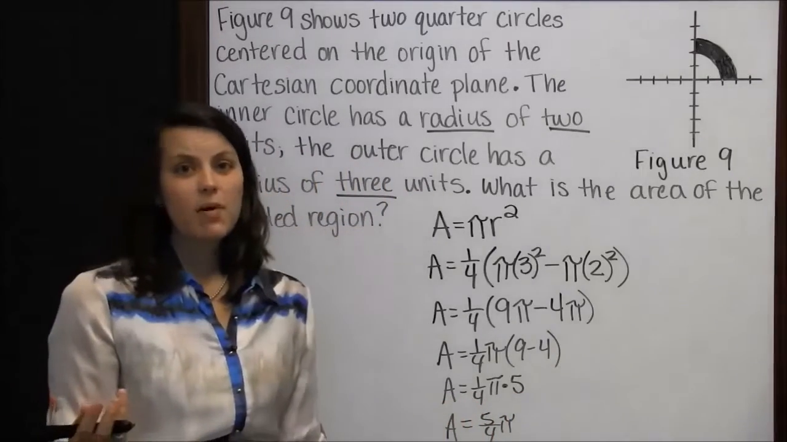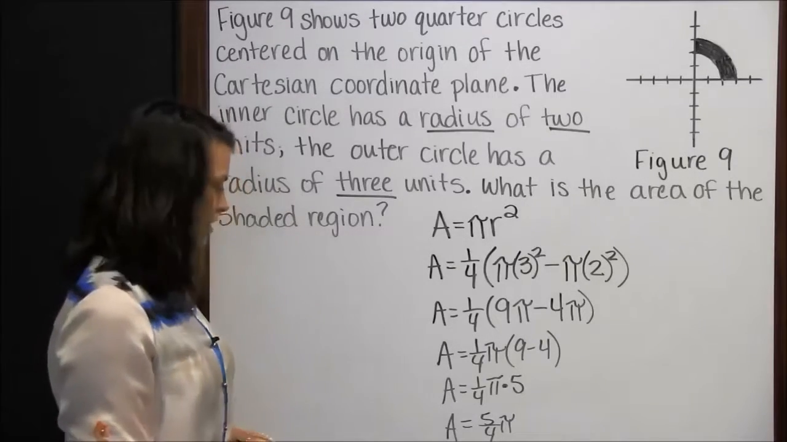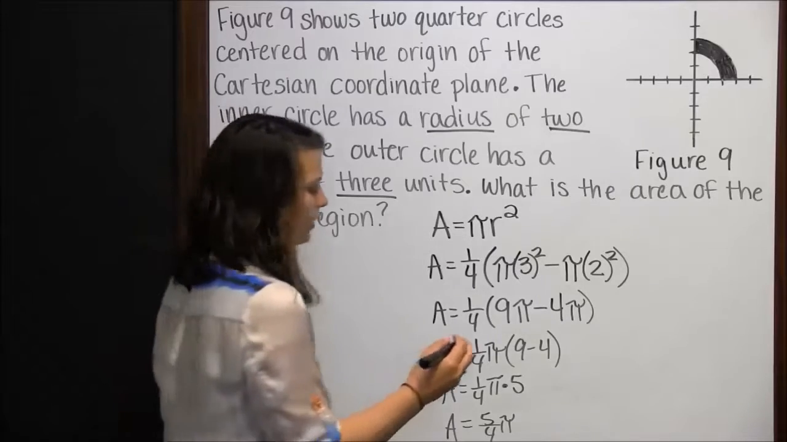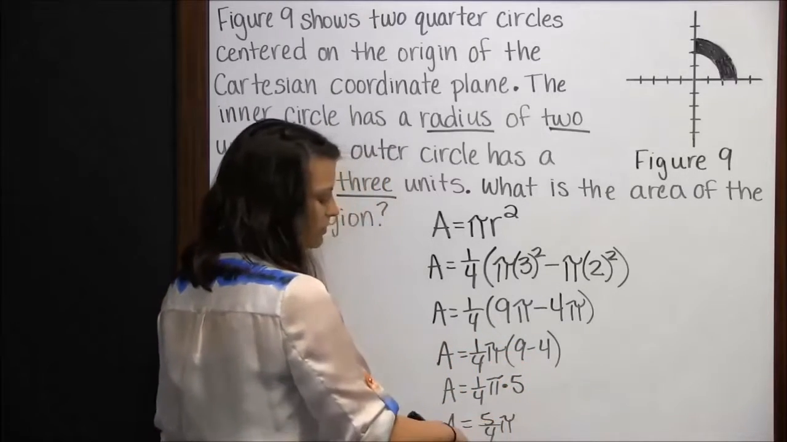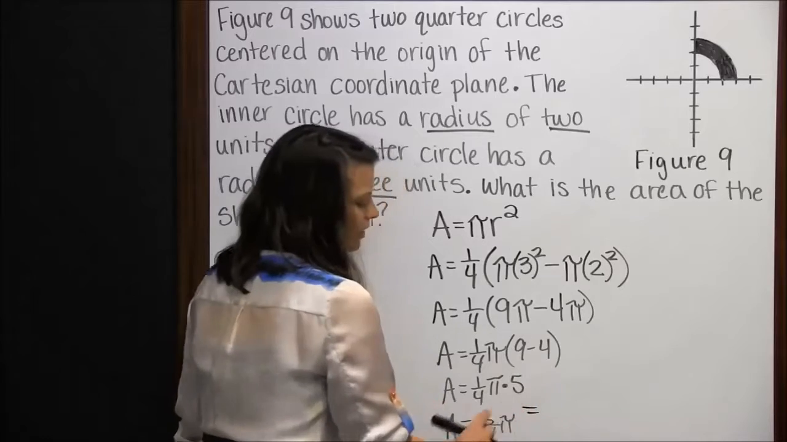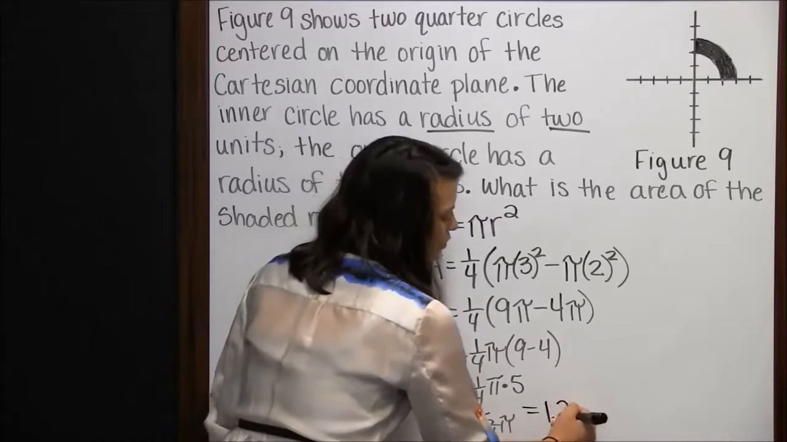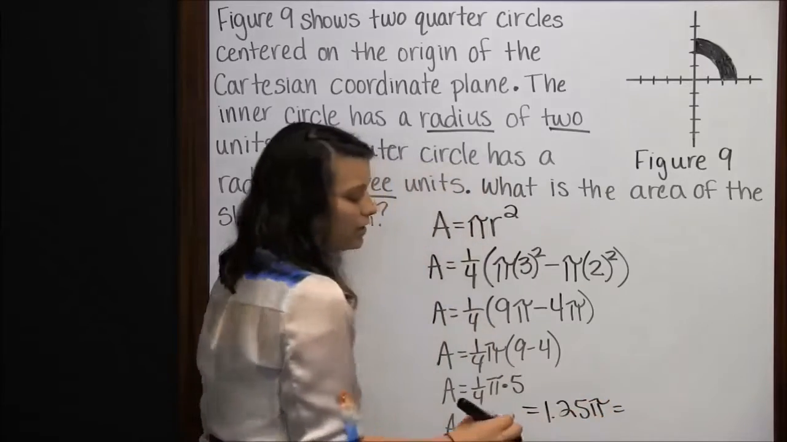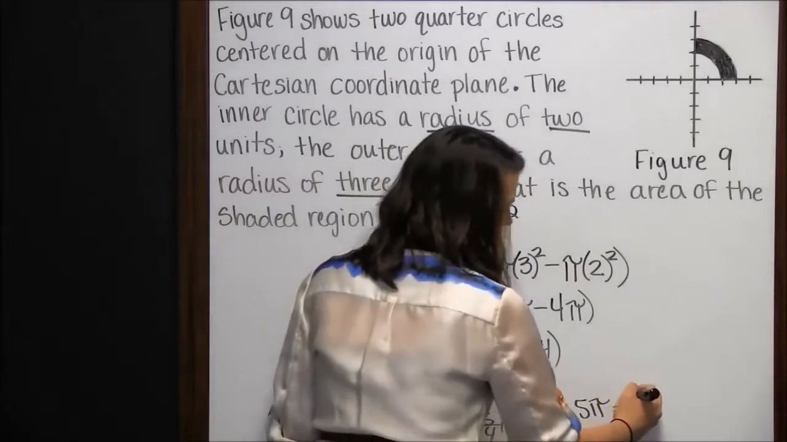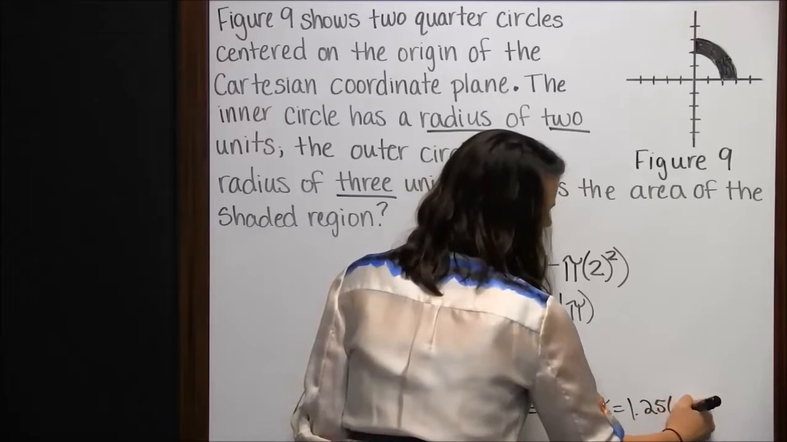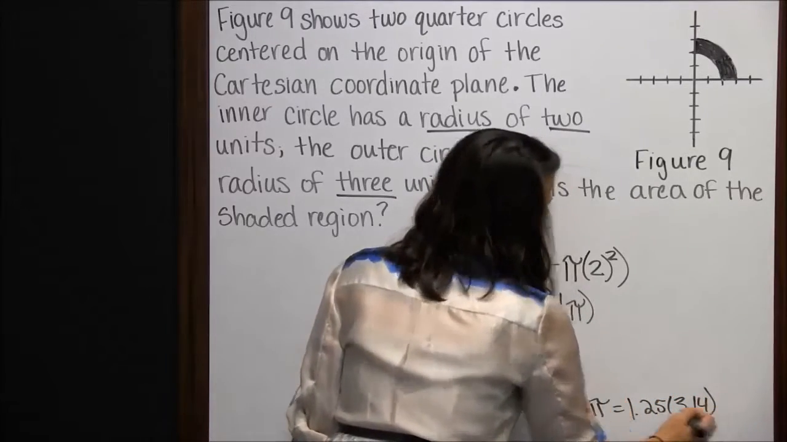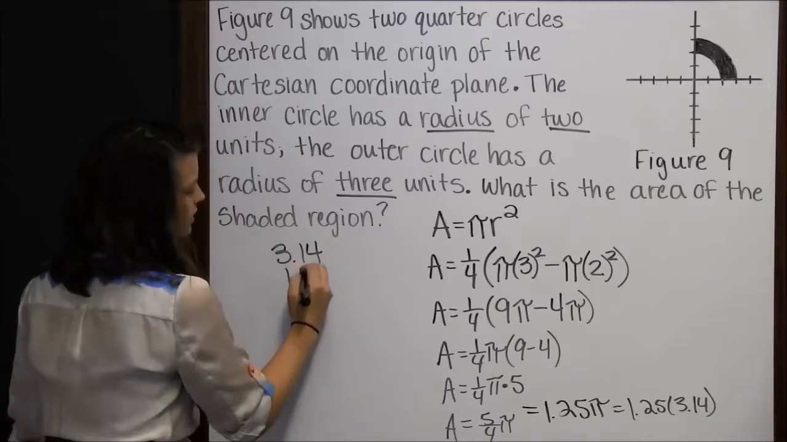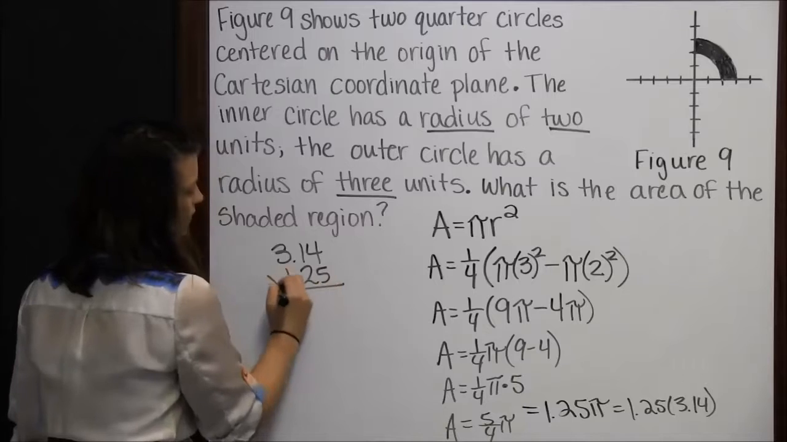But of course, if you're needing to bubble this in on an answer sheet, then you don't have the option of bubbling pi. So we're going to have to multiply 5 fourths times pi. And 5 fourths times pi is 1 25/100 pi. And for pi, we'll just use 3.14. So we're doing 1.25 times 3.14. And that I'm going to do over here. So 3.14 times 1.25.